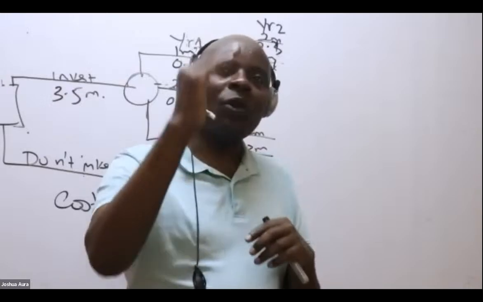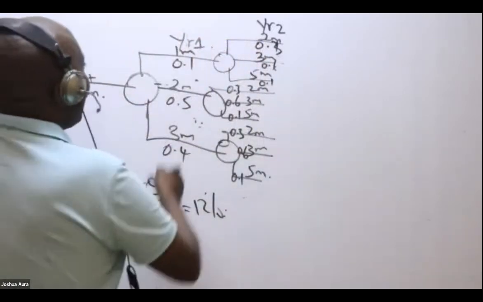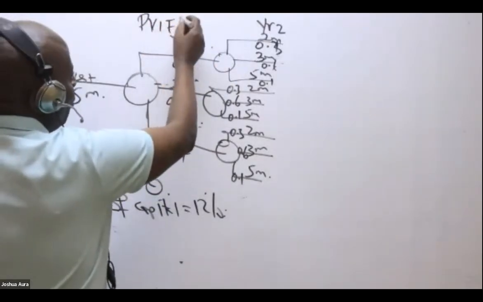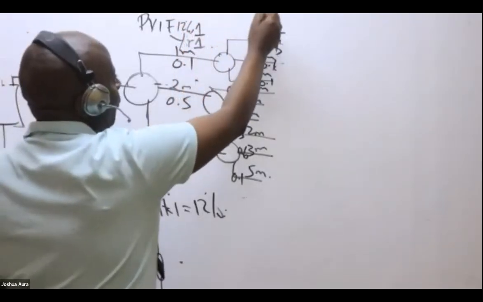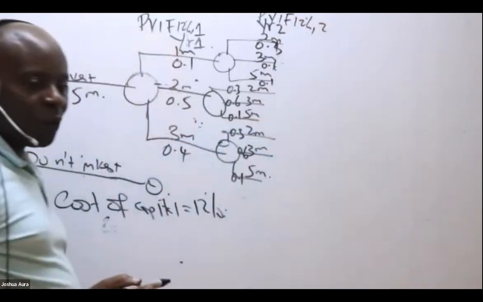Like, there are very many low-hanging fruits. Like now here, given that I have this cost of capital, I know these are fluctuating cash flows, I'll have to get PV for 12% year one. I'll have to get PV 12% year two.